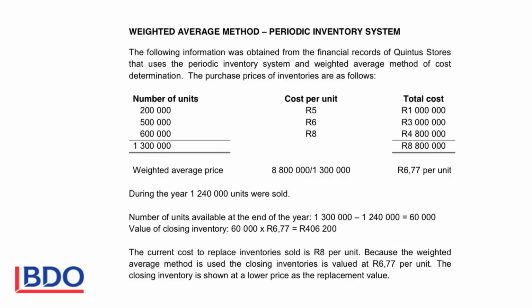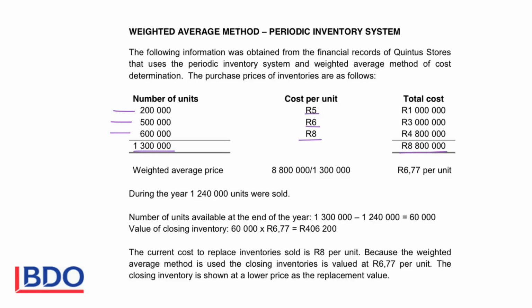Now, if we use the weighted average method, it means that we will add up all the units that were purchased during the year, and we will add up the total cost that we paid for these units. So if we look at the information here, we bought 200,000, 500,000, 600,000 units. So the total number of units available is 1.3 million. Then we multiply the number of units with the cost per unit to see what was the total expense, 8.8 million.